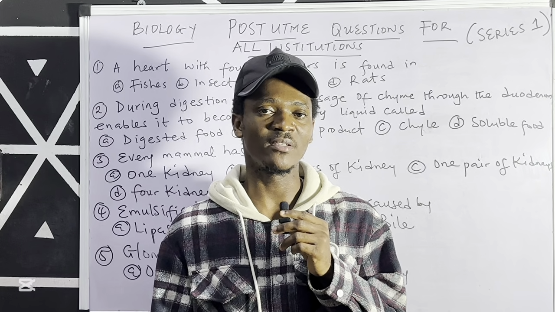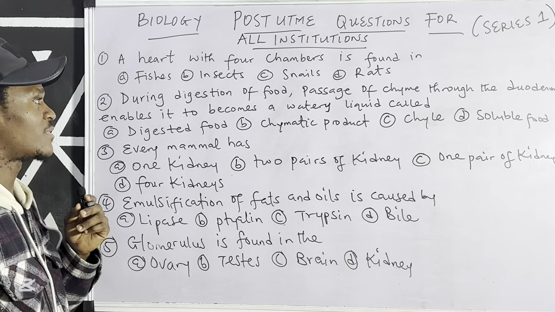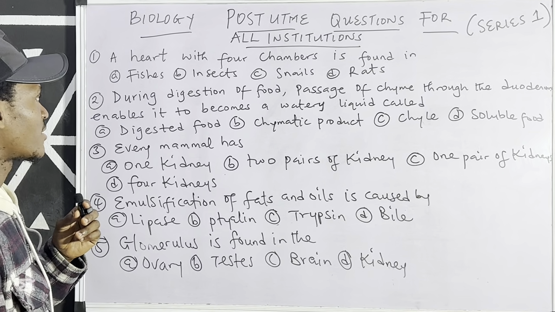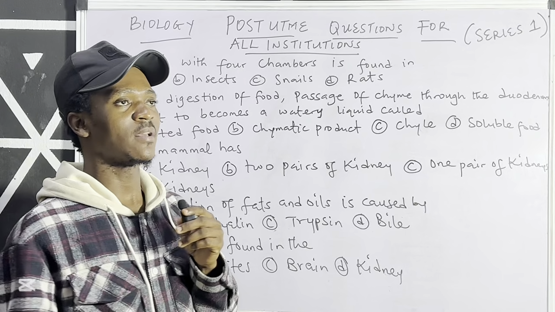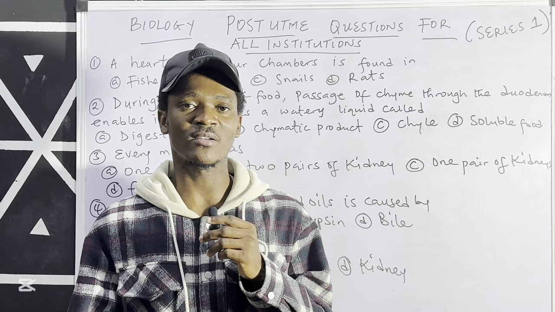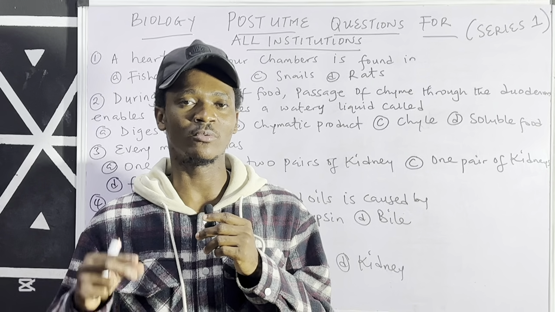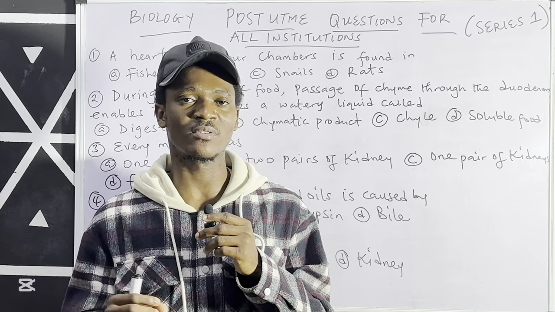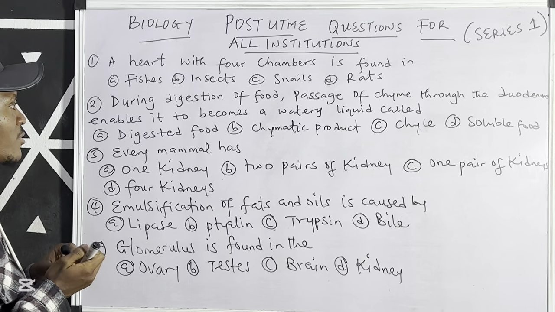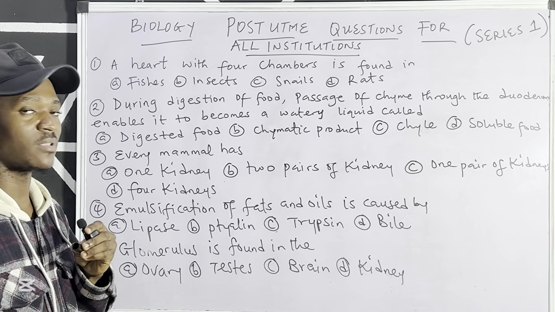So on the board, we are having question 1. A heart with 4 chambers is found in dash. And one thing that you need to know is this: whenever you are given any question in biology, endeavor to check the options so as to act as a quick reminder, so as for you to know the exact area you have to take your mind towards. You get the point? So now considering the options, we are having fishes as option A, then insects option B, then option C is snails, then option D is rats.